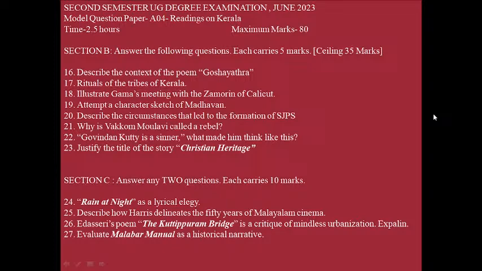Now we come to the next question. Illustrate Gama's meeting with the Zamorin of Calicut. This is, of course, a very important question, and for the answer to question 18 you have to mention the fact that the Malabar Manual of William Logan was in fact a collection of information and assumptions William Logan gathered from his travels and studies in Kerala. The Malabar Manual is about the geography, mountains, rivers, climate, natural phenomena, people, flora and fauna, the economy, the ethnography, the caste, religion, language and literature and education of people.